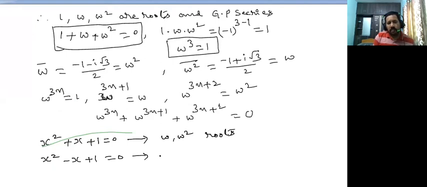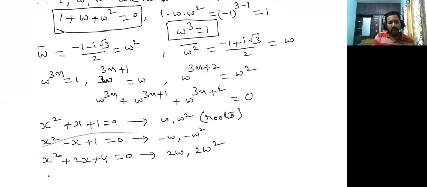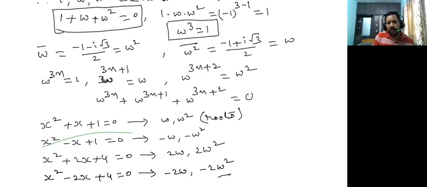So what are the roots? Minus omega, minus omega square are the roots. x square plus 2x plus 4 is equal to 0. So the roots are 2 omega, 2 omega square. Directly you can write. No problem. x square minus 2x plus 4 is equal to 0. What are the roots? Minus 2 omega, minus 2 omega square. These are the roots of the equation.